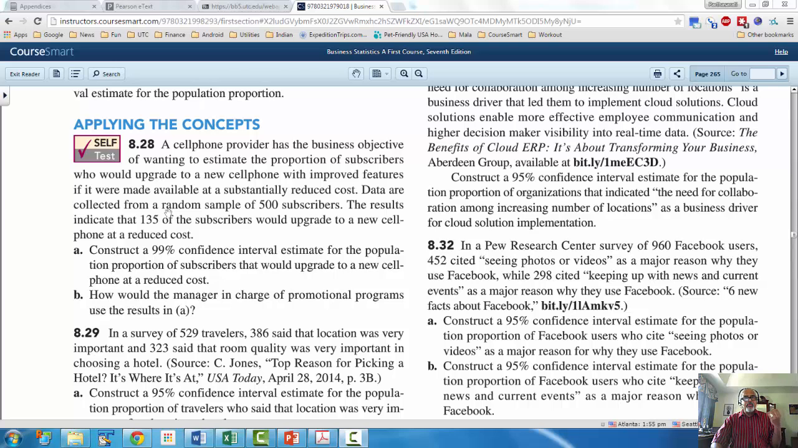Now, if they offer it at a substantially reduced cost, will there be enough people wanting to upgrade to this new phone? So data are collected from a random sample of 500 subscribers, and they were asked whether they would go for that deal, and the results indicated that of that 500, 135 of the subscribers would upgrade to a new cell phone at the reduced cost. Now we want to construct a 99% confidence interval estimate for the population proportion of all subscribers. Note the sample is only 500. So for all subscribers, what is the true population proportion of subscribers who would be willing to upgrade?